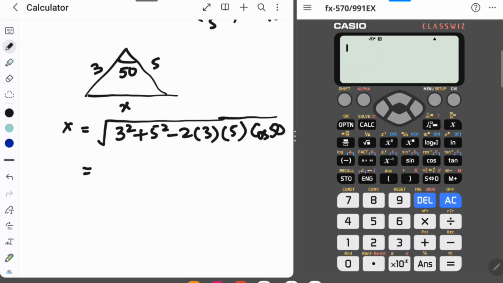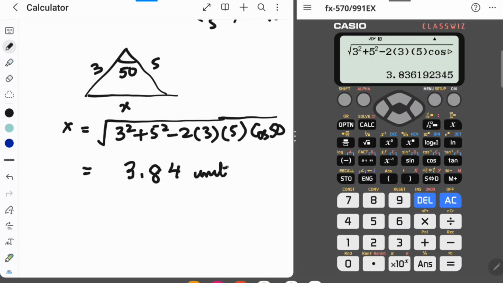In this condition, we apply the cosine rule. A square is equals to b square plus c square minus 2bc cos of A. All right, so I took the square root. Then what do you do? You press square root and then 3 square plus 5 square minus 2, 3 and 5 cos of 50 degree, and then you just close the bracket and press the equal sign. So you are getting 3.836. For 3 significant figures, it is 3.84 centimeters or meters, whatever the unit is given.